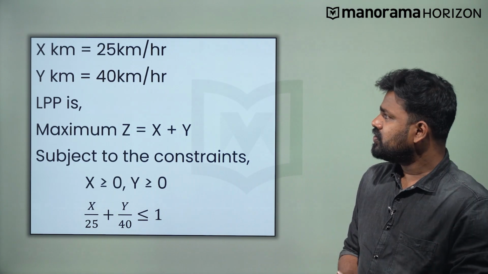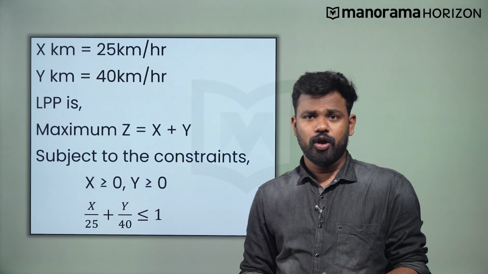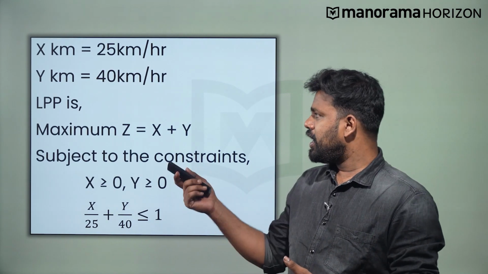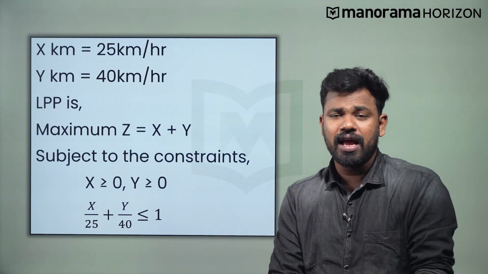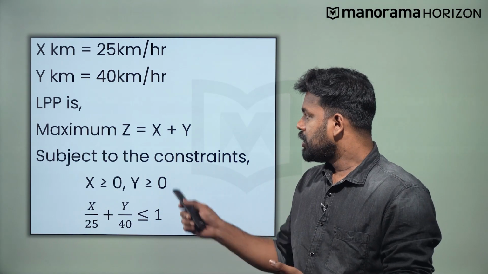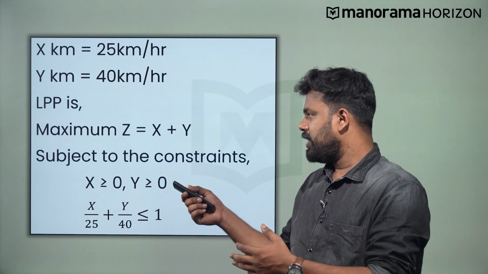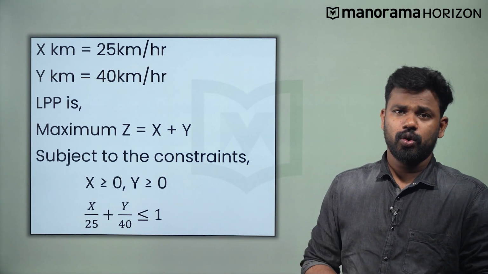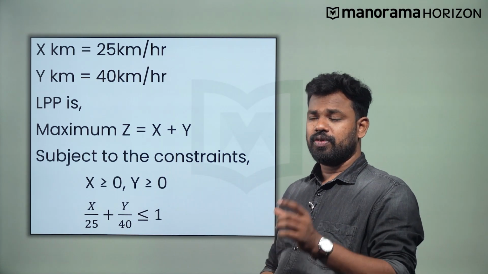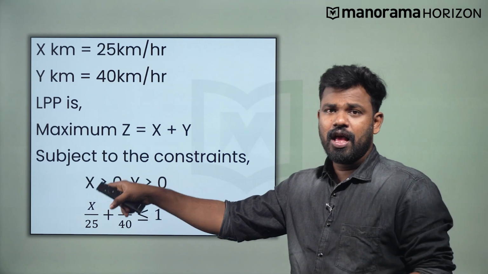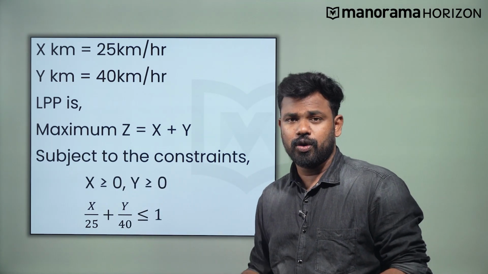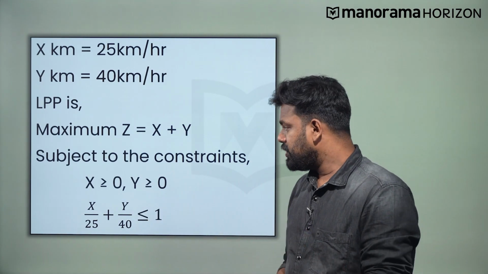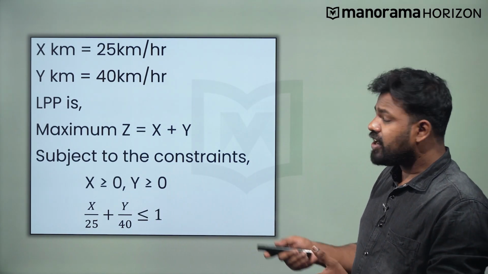So let the person travel x kilometers at 25 km per hour and y kilometers at 40 km per hour. And the solution for the LPP is that you have to maximize z, that is x plus y. So what is the total distance? That is x plus y, which is subject to the constraints x greater than or equal to 0, y greater than or equal to 0. And what is the second condition? Very important condition, x/25 plus y/40 less than or equal to 1. So that is how you get the first constraint from the given transportation problem.